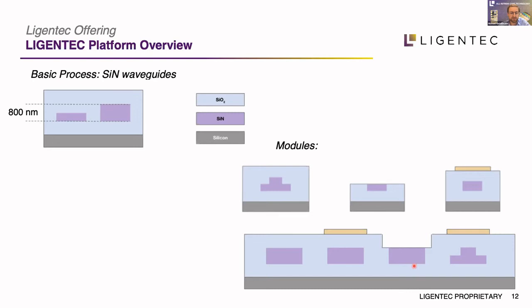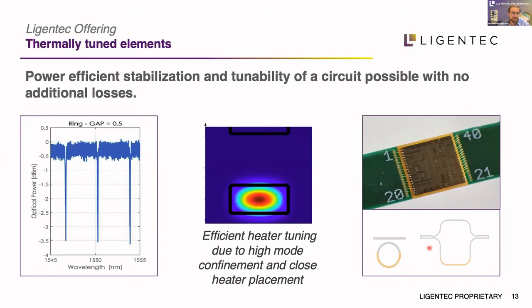If you add then a heater, you can tune, for example, a ring resonator. You can tune the resonance. You can tune the phase shift of a Mach-Zehnder interferometer, and that with very good accuracies.